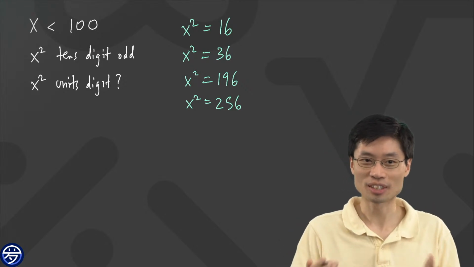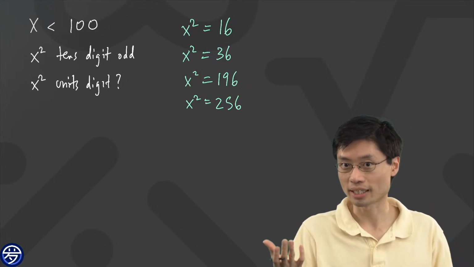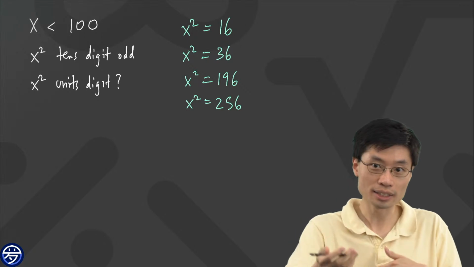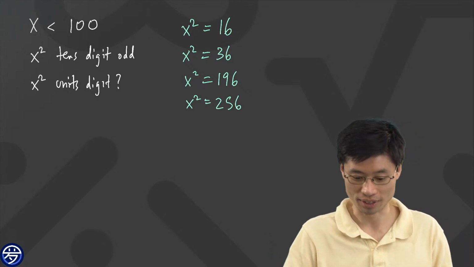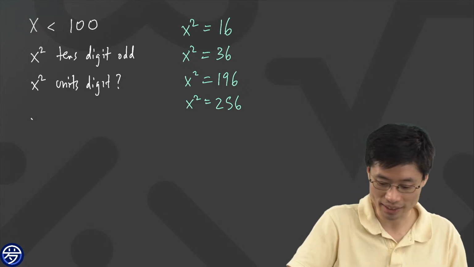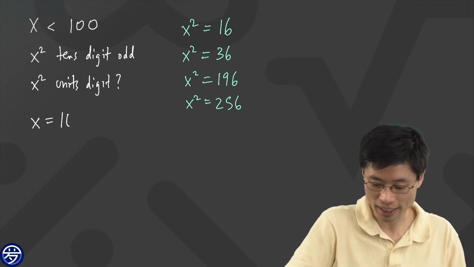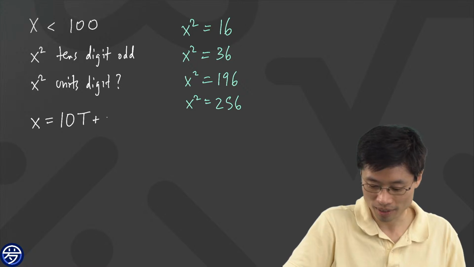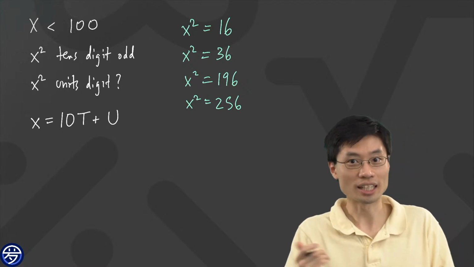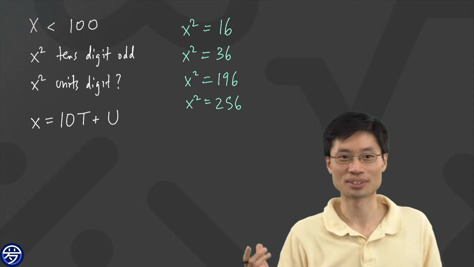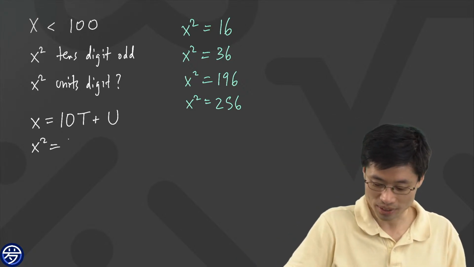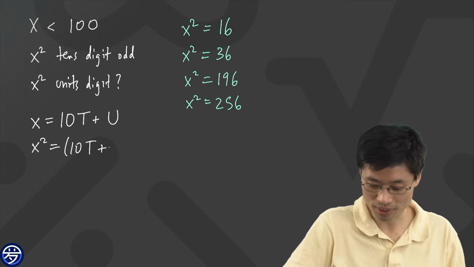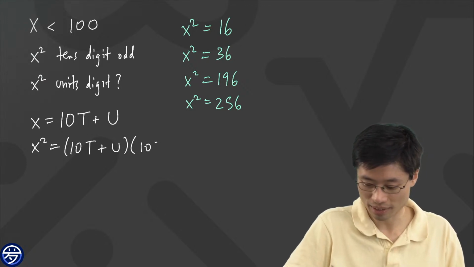Okay, so now if I have to think about this, let's go and break apart x. X is less than 100, so x is a tens digit and a units digit. By the way, maybe the tens digit is 0. We'll allow for that. So if we're going to say that x is the tens digit plus the units digit, x is equal to 10 times t plus u. Okay? So that's how you would write any one of these 2-digit numbers. Now let's go and square it. The way you square this is you can multiply 10t plus u times 10t plus u.